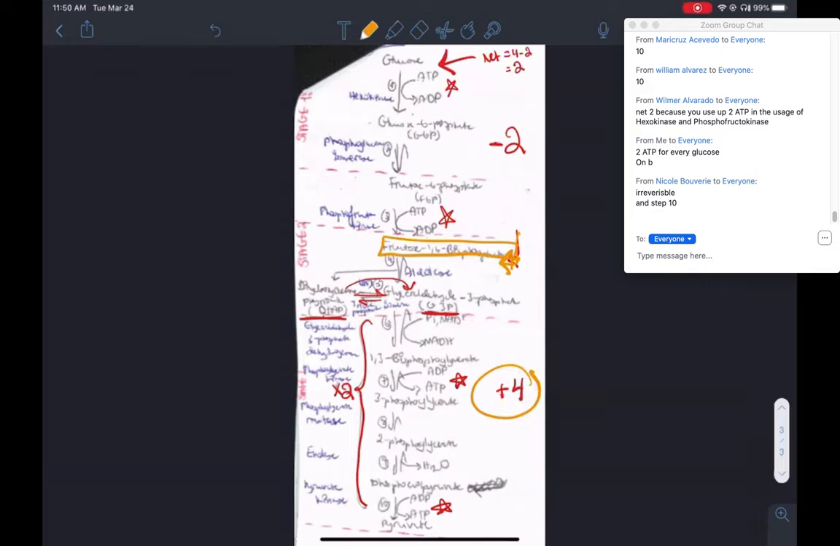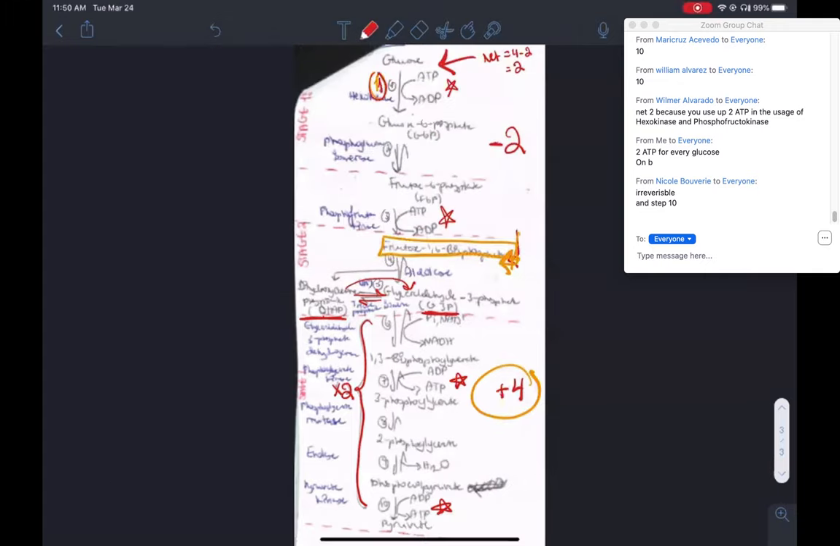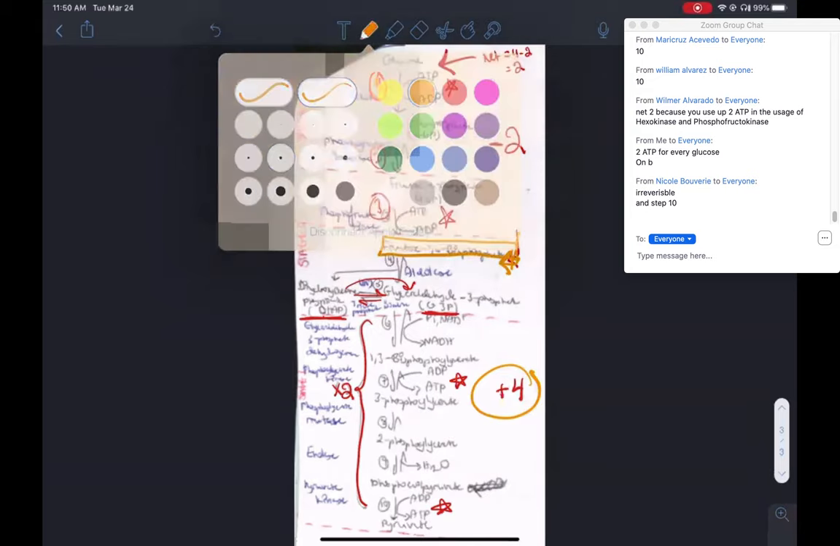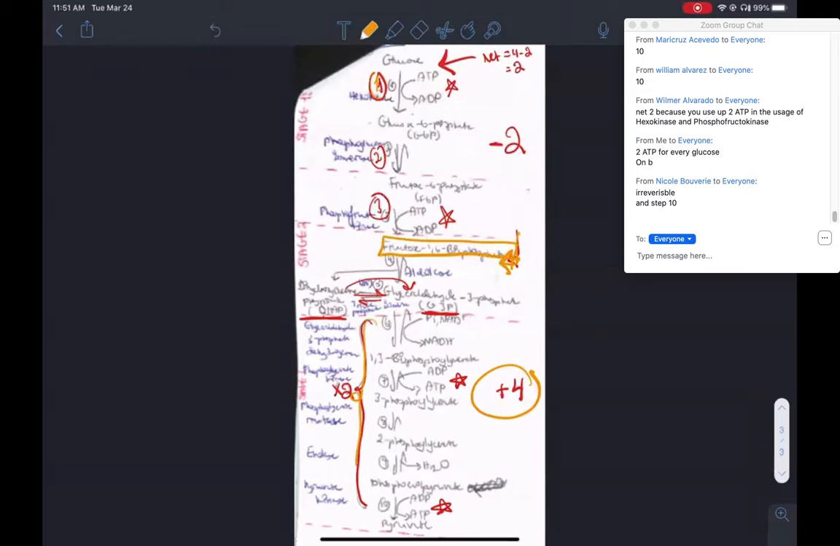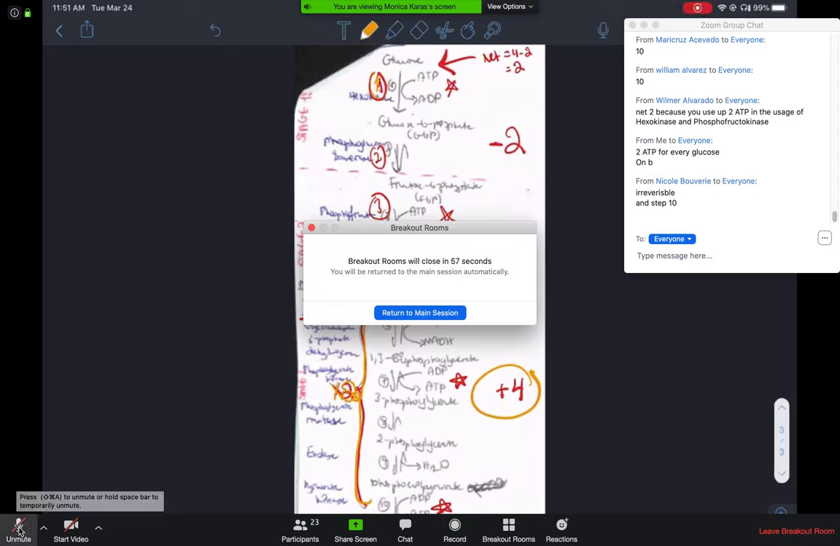Because for glucose, you're taking in steps 1, 2, and 3. But for fructose 1,6-bisphosphate, it's only these steps right there. And just by looking at the steps, you're able to figure that out.